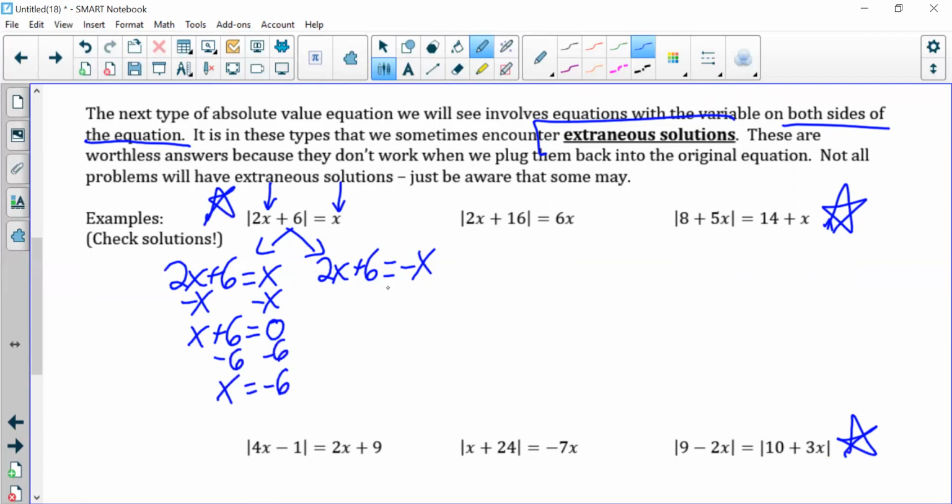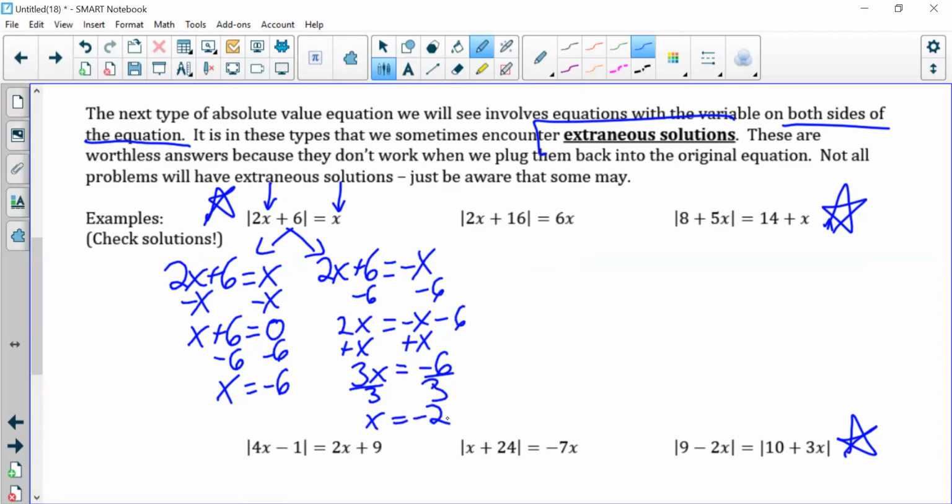Going back up here to this one, and for this one, let's move the 6 first. So minus 6, this gives me 2x equals negative x minus 6. Move the x, so we're going to add x to both sides. So 3x equals negative 6. Divide both sides by 3. X equals negative 2. Now we have to plug these back in and check it.